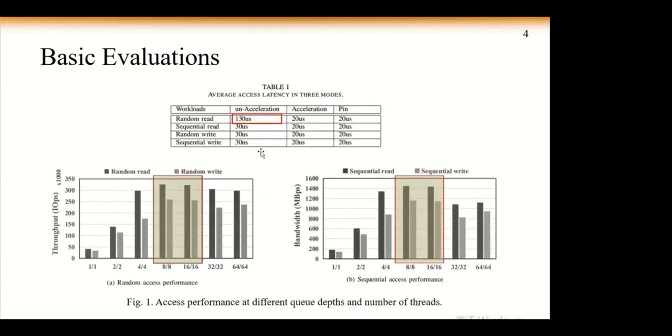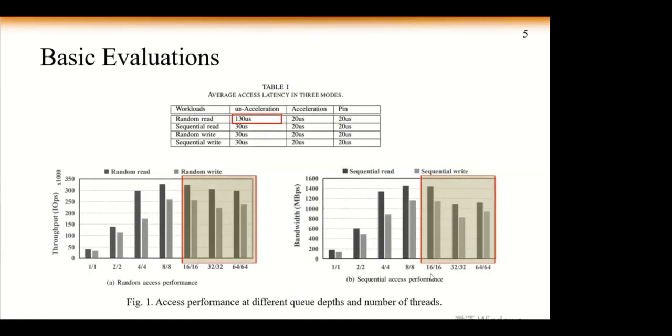We can see that the performance difference is manifested in random read. Figure 1 shows the bandwidth for the four workloads in different load pressure. In acceleration mode, we can see Optane H10 achieves the best performance when the number of queue depths and threads is 8 or 16. In addition, as the load pressure increases, when the device performance tends to be saturated, the bandwidth shows a downward trend.